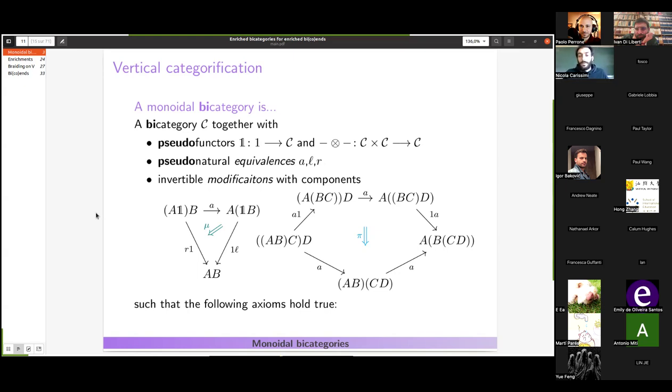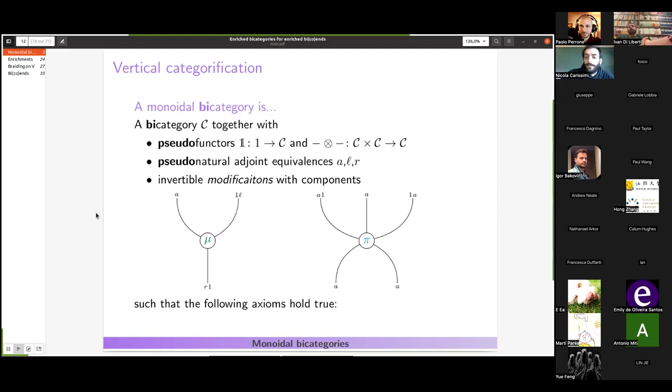These two structures will be subject to other axioms. Especially, well, first, in order to deal with these axioms, we will represent these objects as string diagrams, because you will see soon that there are plenty of objects and structure going on. So this is a language that helps a lot.